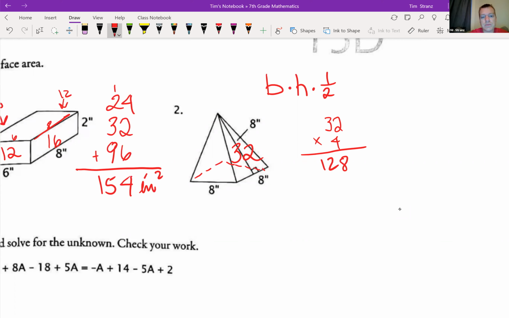Okay, then the last thing we need to do is get this base that we can't see. So imagine that there's a square as a base, and 8 times 8 is 64. So I'm going to add that to this. My final answer will be 8, 9, 192 inches squared.